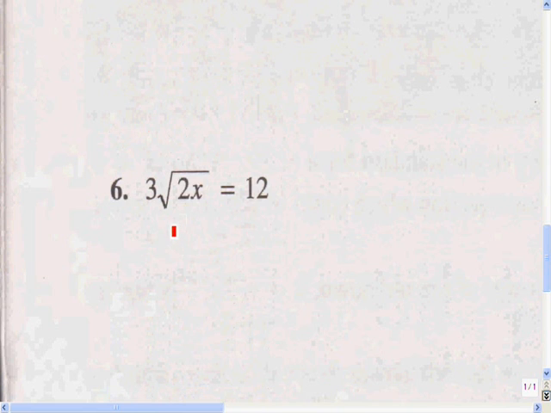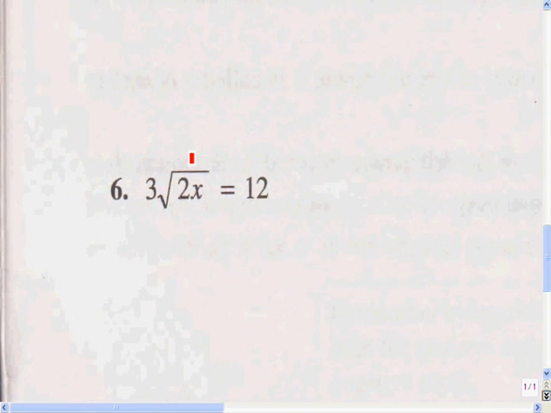Alright, let's do this problem now. Remember, we've got to have the radical isolated, or by itself. Right now it's not isolated. Why is it not isolated? Because there's what number next to it? What number is that? 3, right? So we've got to get rid of the 3.